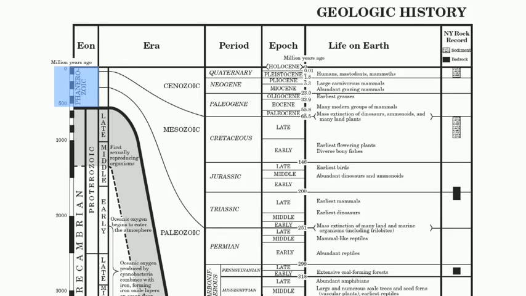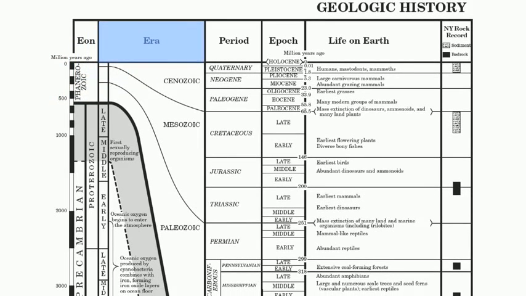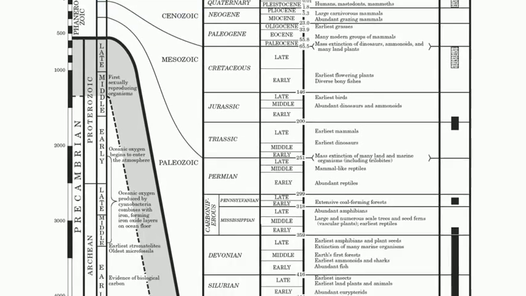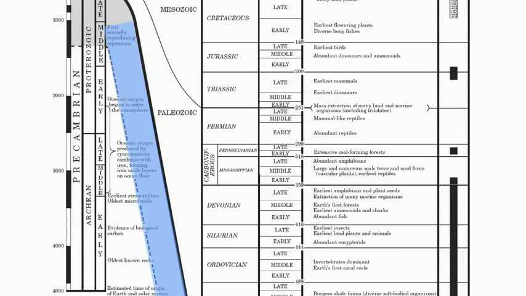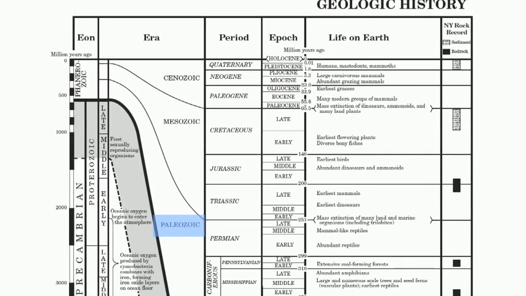Now the next unit of time is going to be an era. Eons are broken up into eras. We have 4 basic eras. Because the Precambrian is such a big unit of time, it's not only an eon, it's also an era. So the Precambrian is also its own era as well. Above that are the Phanerozoic eras of the Paleozoic, Mesozoic, and Cenozoic.